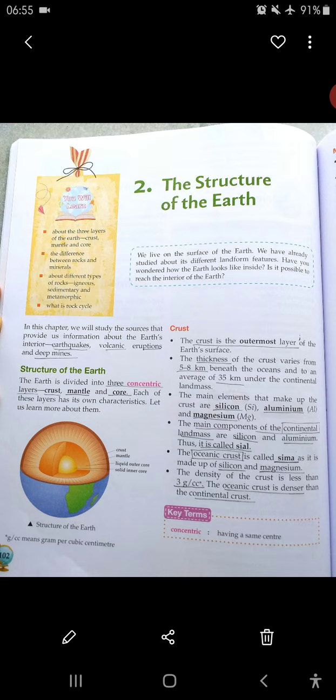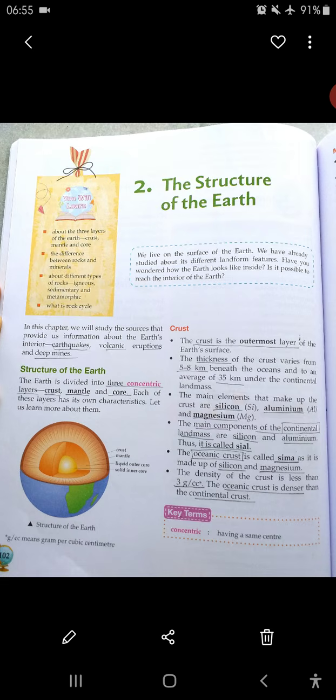Now, what elements make up the crust? That is silicon, aluminium, and magnesium, denoted with Si, Al, and Mg. These are the chemical symbols of these elements. The main components of the continental landmass are silicon and aluminium, and it is called Sial: Si of silicon and Al of aluminium.